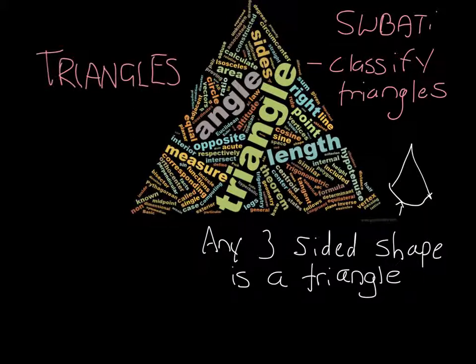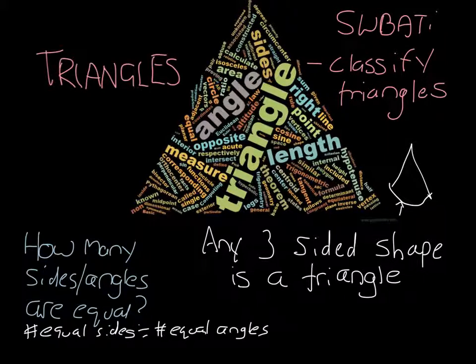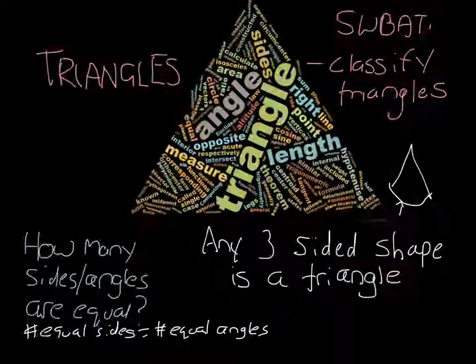Now, the way we classify them is depending on how many sides or angles in the triangle are equal. The answer to that varies for different types of triangles. But the important point I want you to understand is that the number of equal sides equals the number of equal angles. So a triangle can have either no sides equal, two sides equal, or three sides equal. If it has three sides equal, then all three angles are equal. If it has two sides equal, then two angles are equal. If no sides are equal, then none of the angles are equal. And we're going to use this to classify triangles. So let's get started on the definitions.